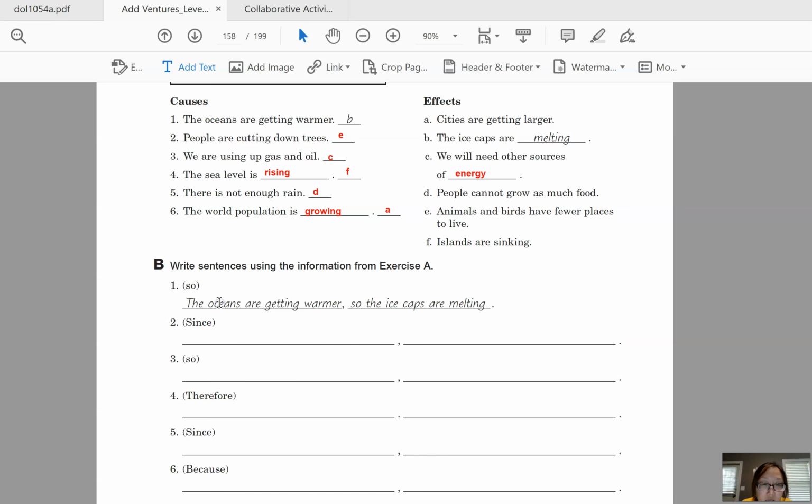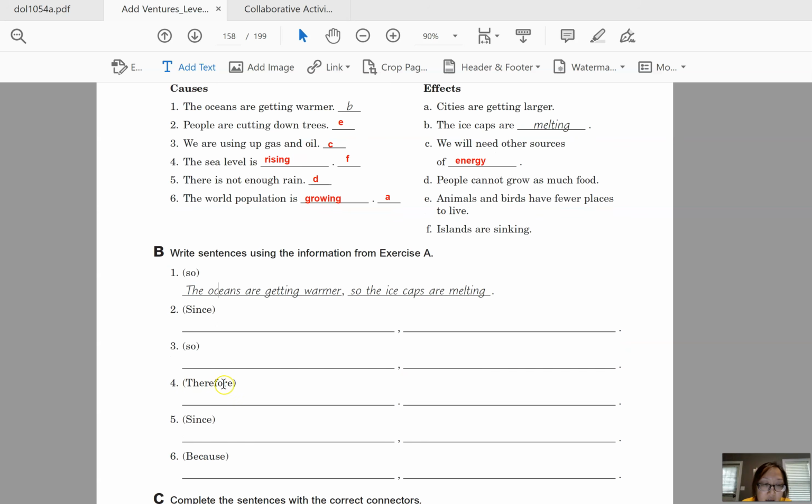Okay, and as you can see here, since is capitalized. That means you need to use it at the beginning. And then here, so is lowercase, so you need to use it at the end. And then therefore is capitalized, but keep in mind, a results clause needs to come at the end. So as you can see, there's a period here. Okay, so therefore will begin with a capital letter. Okay, but you get it, right? So go ahead and complete exercise B using these causes and effects. Okay, so pause the video and continue when you're finished.